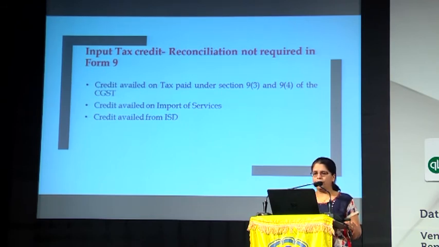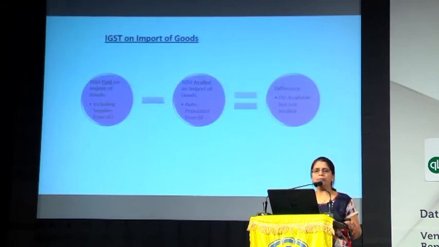Now the other important item is import of goods. There is a lacuna in this content actually. What is the lacuna here? Government says whatever IGST you have paid on your import of goods, please disclose it here. Whether it can be used for business purpose or non-business purpose, for taxable purpose or exempted purpose, please disclose all the IGST paid on your import of goods.